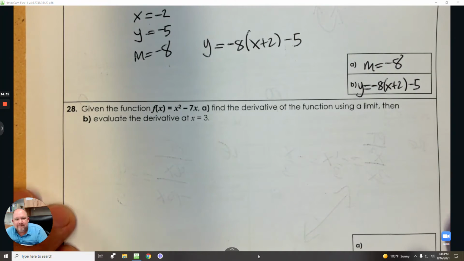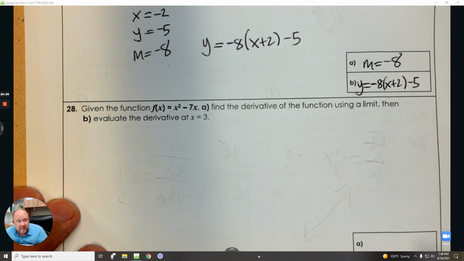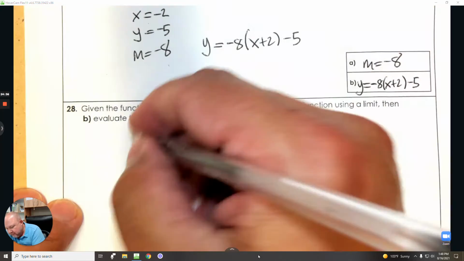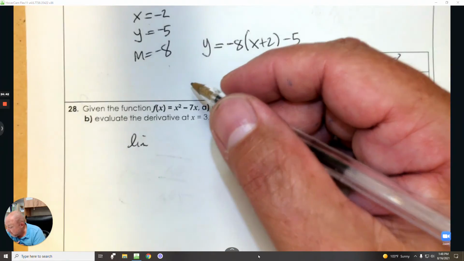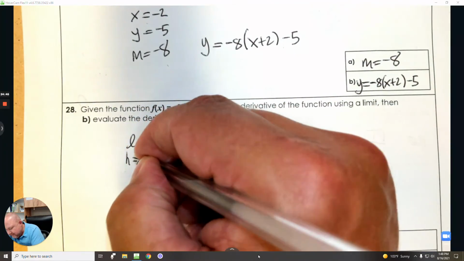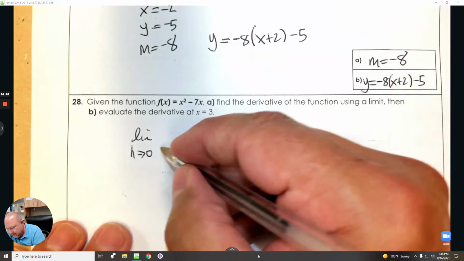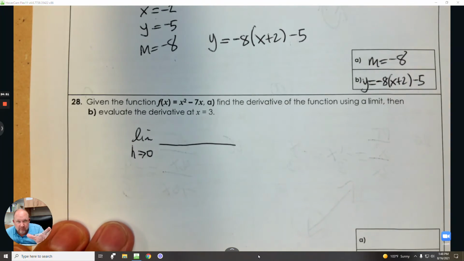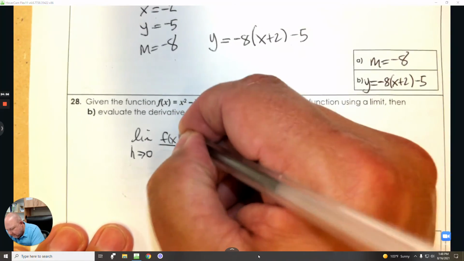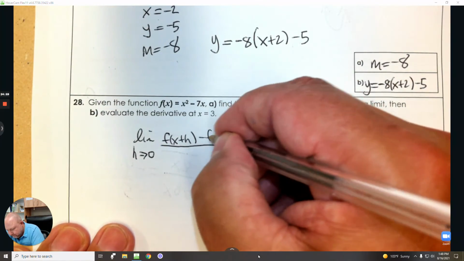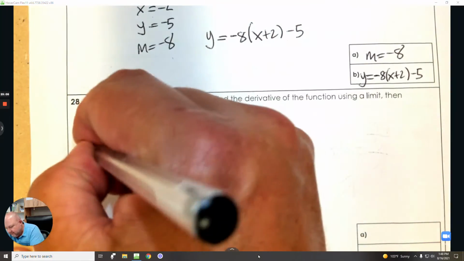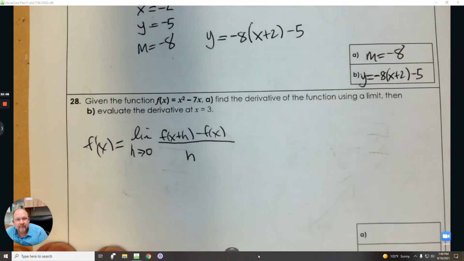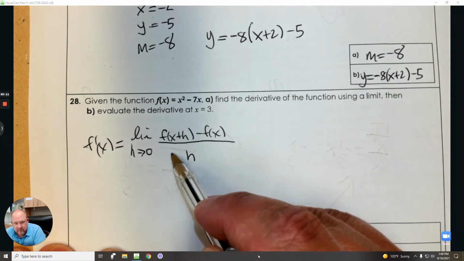All right, 28. Given that function, find the derivative of the function using a limit. All right. So I need to know the limit definition of a derivative. So how do I use the limit definition? Let me remind you that the limit definition of the derivative is the slope as you take 2 points and it becomes 1 point. Okay, so this is the formula that we're going to follow. So there's the limit definition of a derivative. So there, I want to know the derivative. That's what we're going to follow.